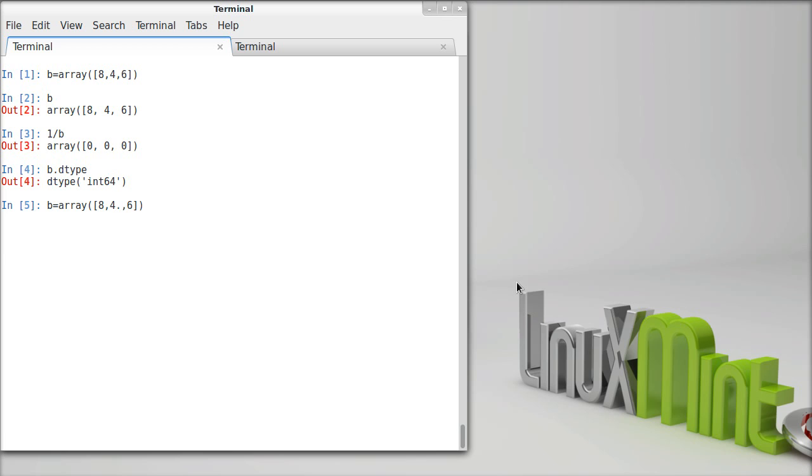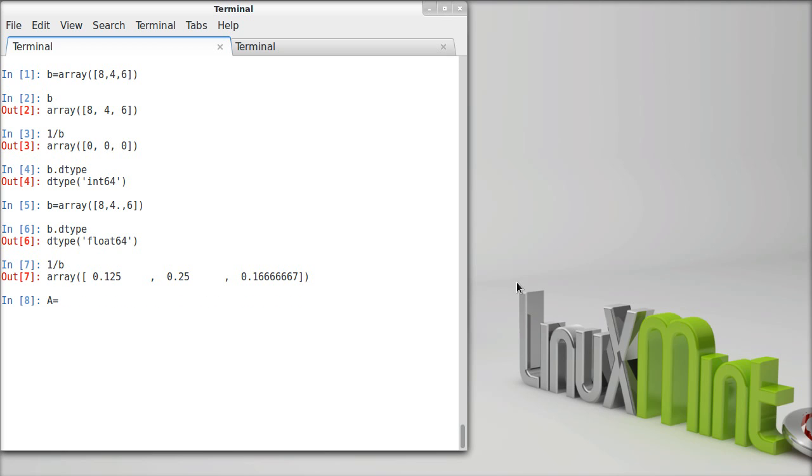We can do that in a number of ways. The simplest way is just to make any one of these values a floating point by, for example, sticking a dot in. Okay? Doesn't matter which one, we don't have to do them all. Now it knows that it can't use an integer to store this entire array, and so it doesn't. It uses a float. And if we calculate 1 over b, we now get the right answer. Okay? So that's a word of warning to you going forward. We need to be careful about this.